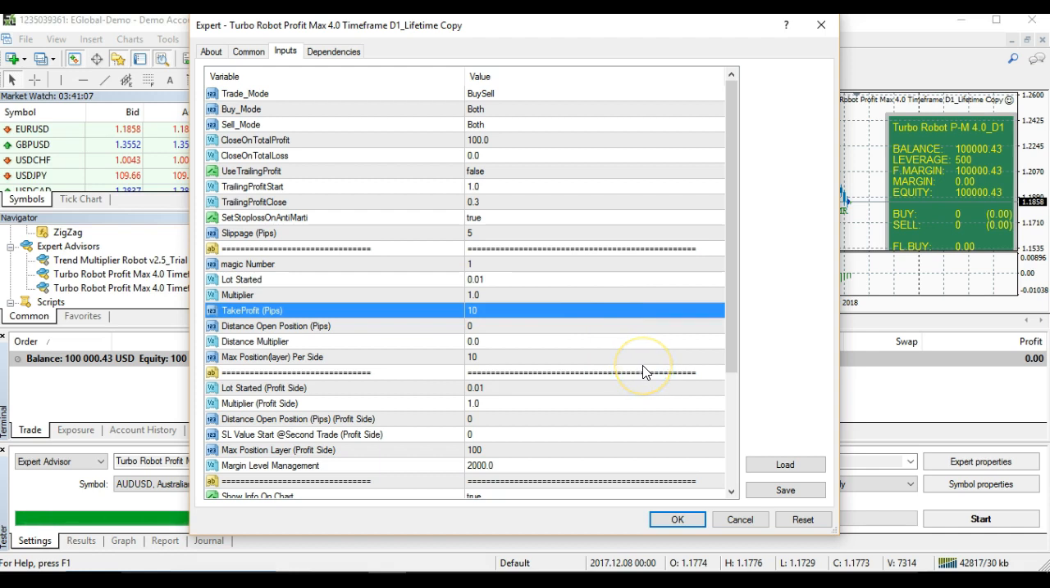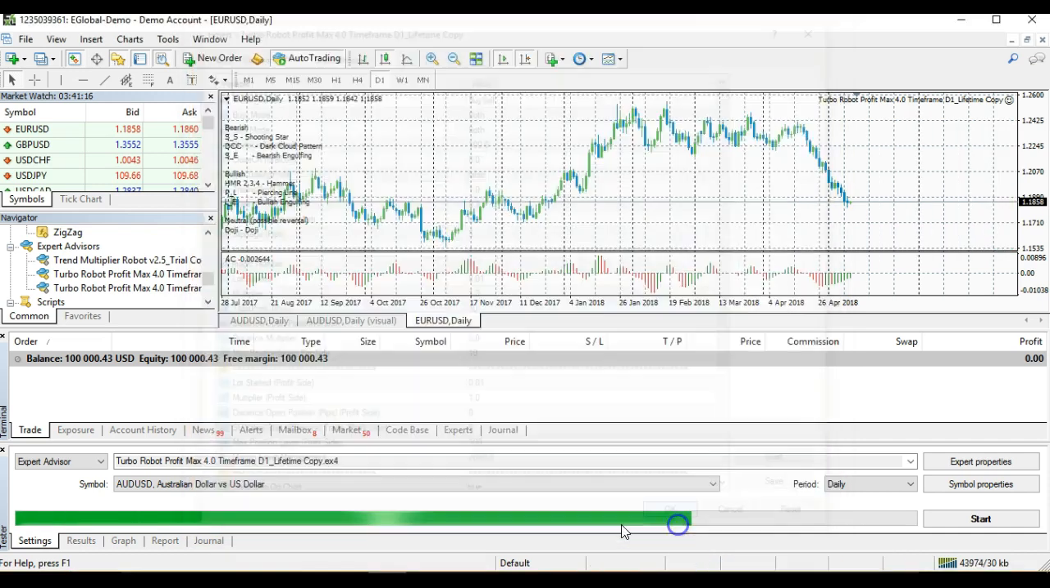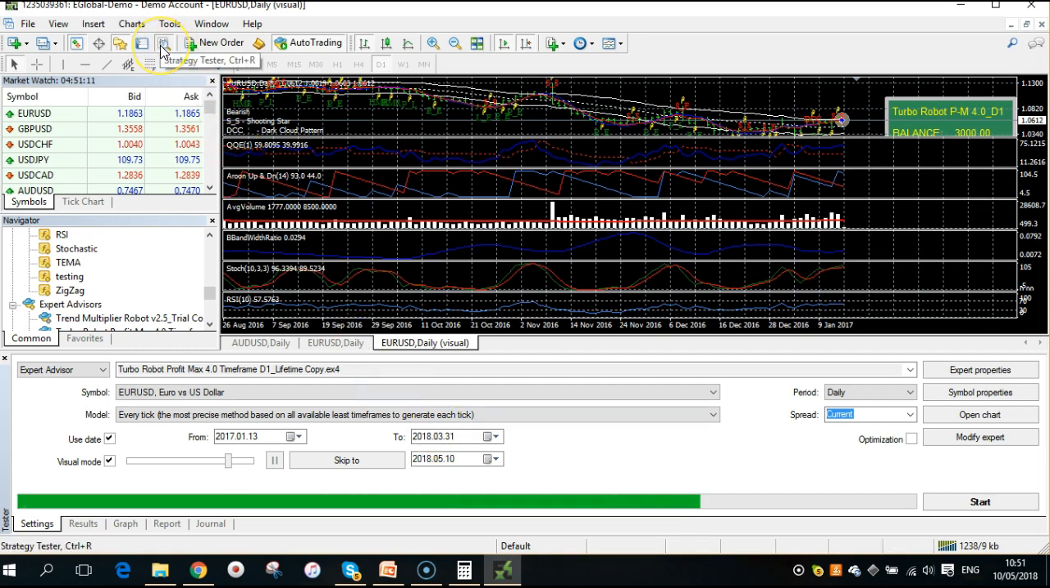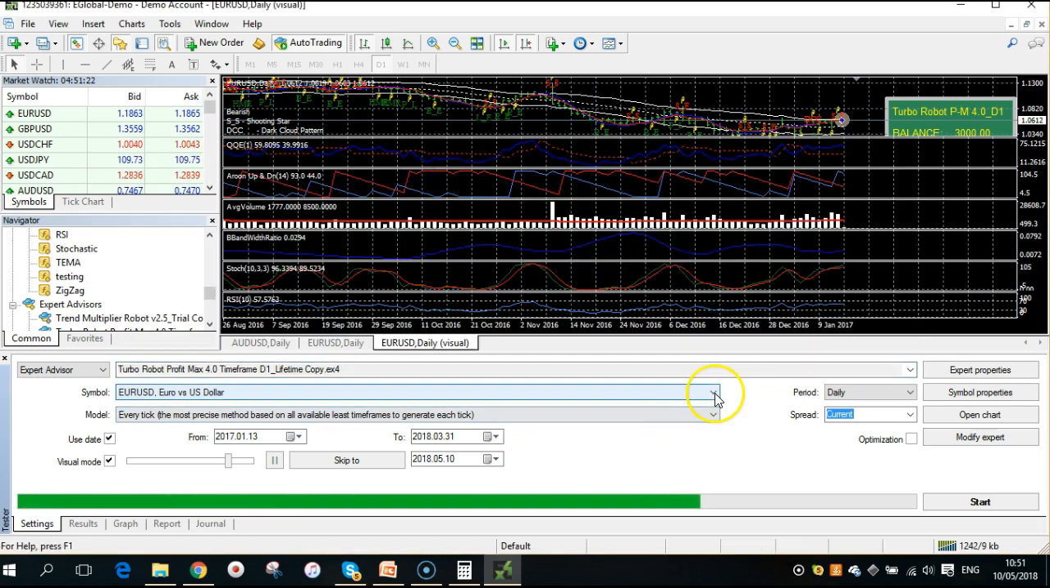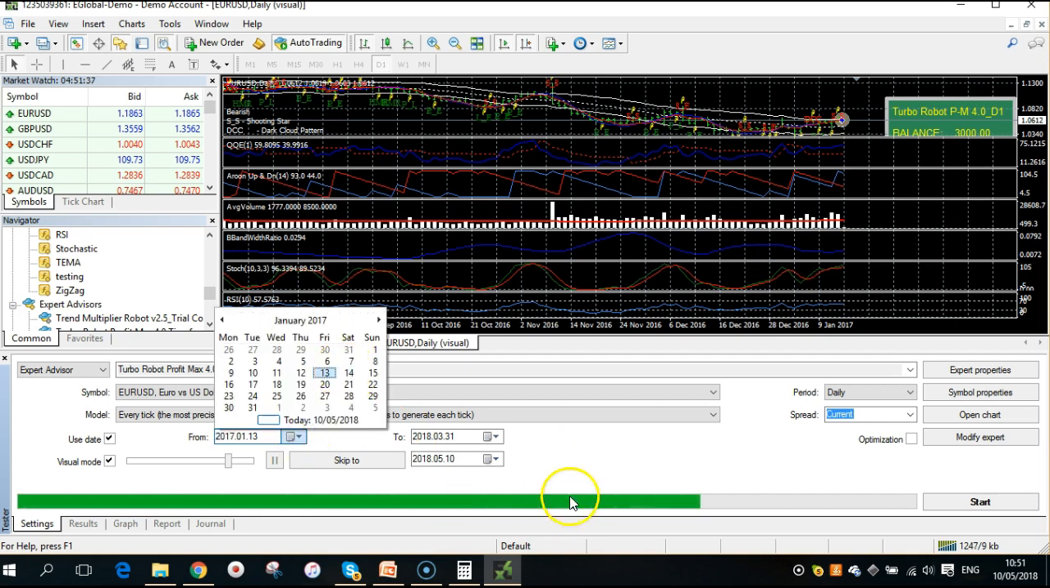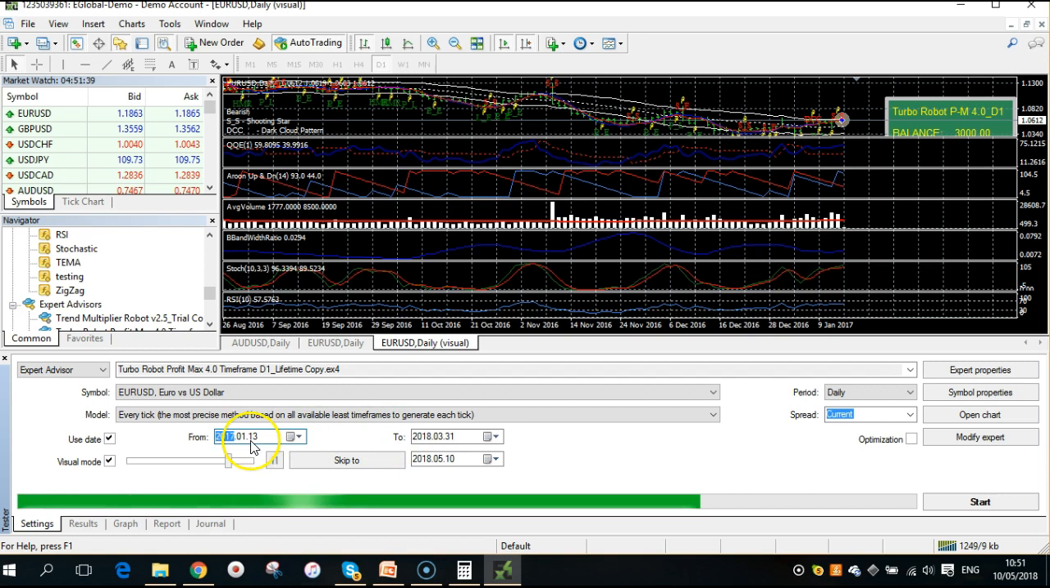So now I'm going to try these settings in our test. How do you find your strategy tester? You can click this over here. Just click this, and then you have this here, and then you select your robot. Then select your currency, and just leave it as every tick. First you use the date. You have to check the most latest one. Normally the default is a very old date, so you can change this from when to when.